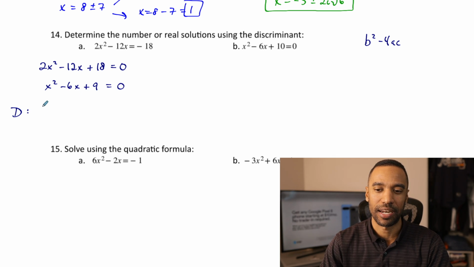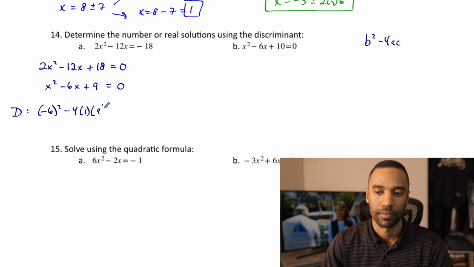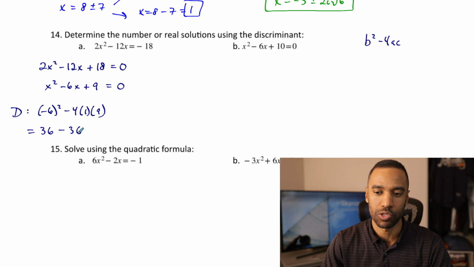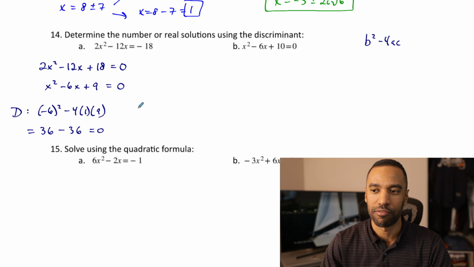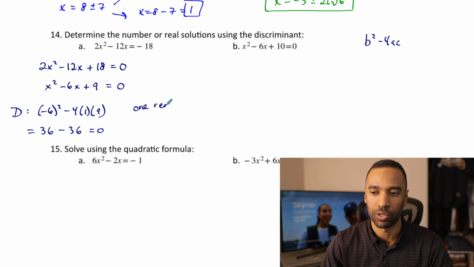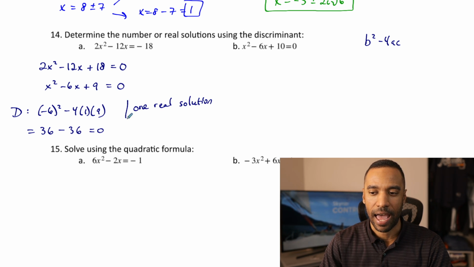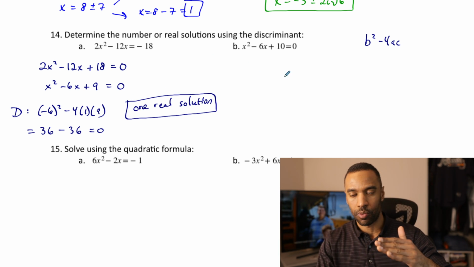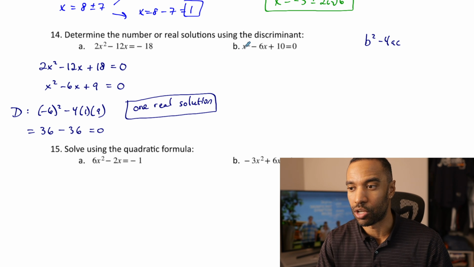Let's do it. Discriminant is b squared minus 4ac. Negative 6 squared is 36. Minus 4 times 9, 36, which is 0. You get a discriminant of 0. You have one real solution. The reason for this is because you're not adding or subtracting anything in your quadratic formula from your negative b over 2a portion. So your answer is just that single one.